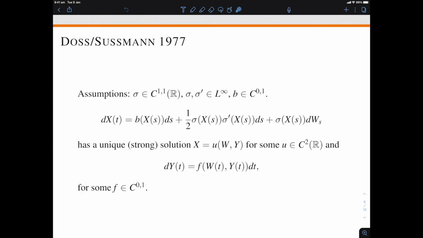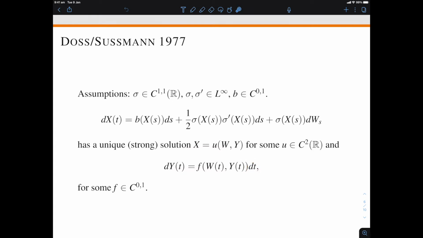Okay, let's have a look at this theorem due independently to Doss and Sussmann. So this theorem works under fairly standard assumptions in SDE theory. So we have a C^1 volatility coefficient sigma that happens to be bounded and has bounded derivative. And we have a drift term B, which is Lipschitz continuous. And we're looking at this SDE. Now the point of the Doss and Sussmann theorem is to turn this SDE into an ordinary differential equation. So move from an equation about X that involves both a Lebesgue integral and an Ito integral to an equation about Y that only involves a Lebesgue kind of integration.